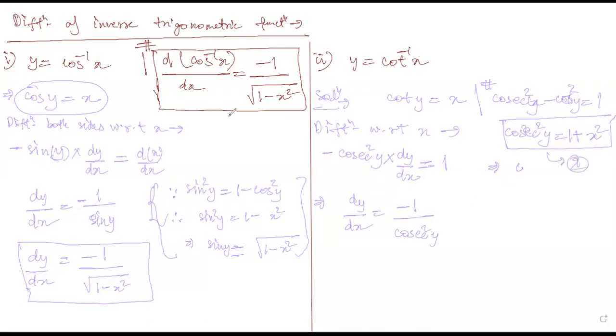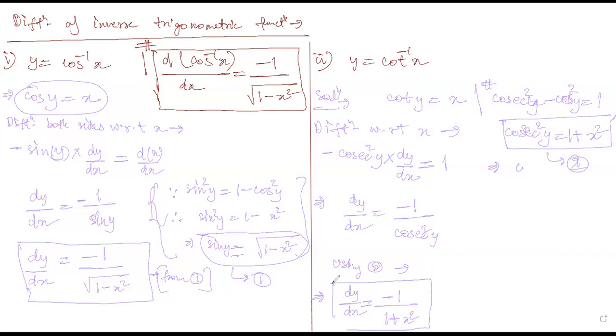Hence, we can write dy by dx as minus 1 upon cosec square y. Let's call this equation 2. Let's call this equation 1. Hence, we can write from the second equation using 1, so this will be changed to minus 1 upon 1 plus x square.